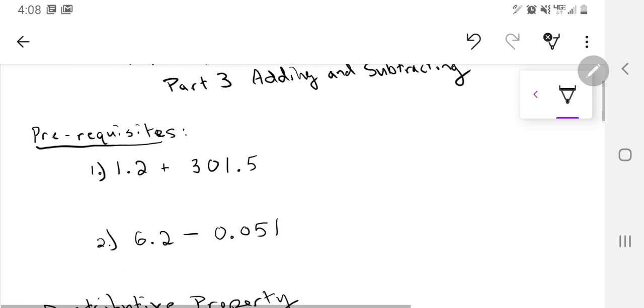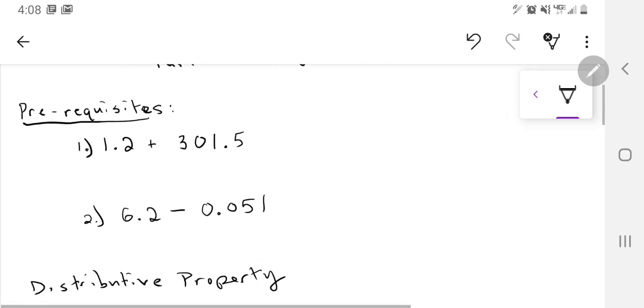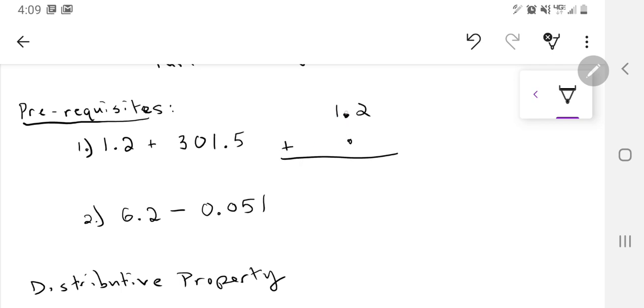Now we have some prerequisites we have to tackle. We're going to just look at adding and subtracting decimals to start. Whenever we add and subtract decimals, we have to line up the place values. So if we're going to add 1.2 to 301.5, we would line up the place values. 1.2 and add it. The decimal holds the place value when we're in standard form, and that would be 301. And you want to be real careful to make sure all of your place values line up nicely.